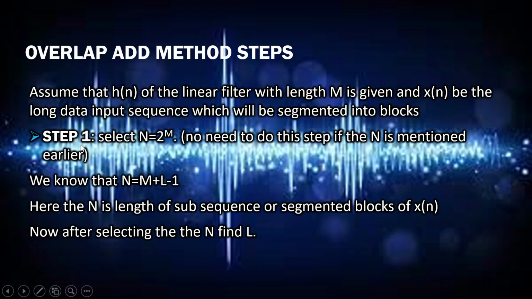Step 1. Select the value of N equal to 2 power m, and if the value of N is mentioned earlier, then there is no need to select it like this. N is equal to 2 power m. We know that N is equal to M plus L minus 1. Here N is the length of the subsequence or segmented blocks of x of n. Now after selecting N, we have to find L.